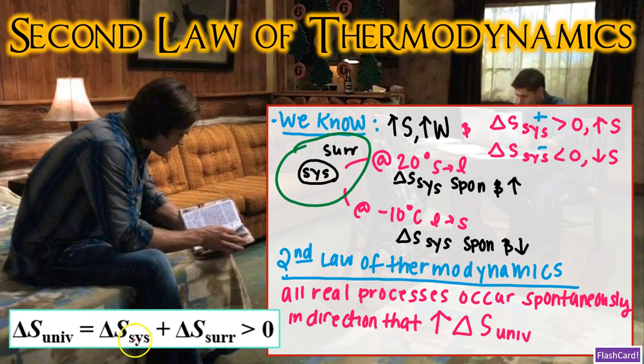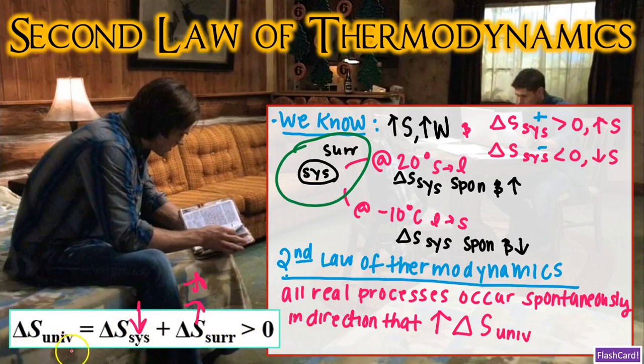For example, for a process to be spontaneous, a decrease in the entropy of the system must be offset by a larger increase in the entropy of the surroundings so that we remain positive and greater than 0. And of course, we can look at the vice versa. If we have a decrease in the surroundings, we want to make sure that we compensate with a larger increase in the system. So again, that we remain larger than 0 or a positive value.